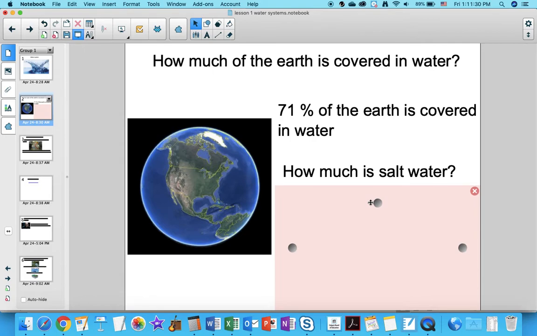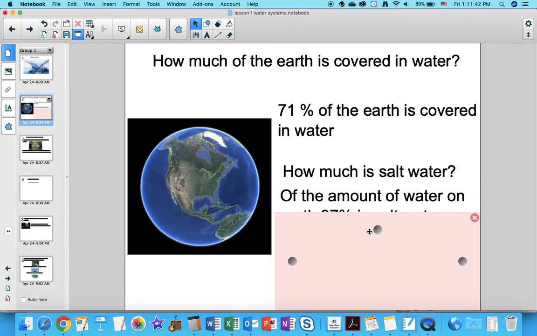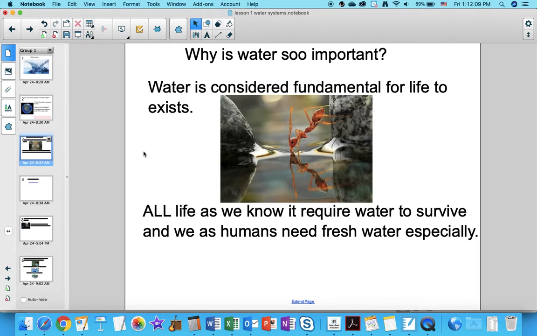Well, then, how much of it is salt water? Because you know you shouldn't be drinking water from the ocean, right? Because it's salt water. Well, then, how much of that water is actually salty? Well, 97% of the water on Earth is salt water. So of the 71% of the total Earth coverage that's water, 97% of that is salt water. That leaves a very small amount of water that's fresh.